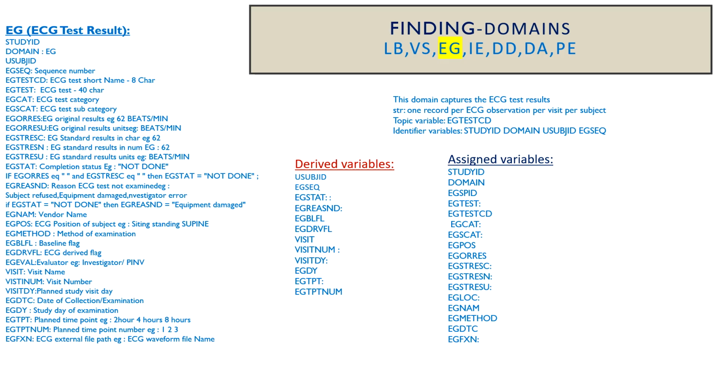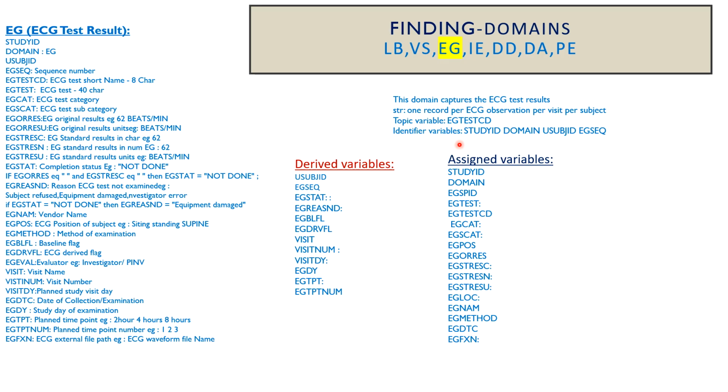So the next domain is the EG domain. EG is nothing but ECG test results. So if you do any ECG for a subject, all the details will be captured in the EG domain. This domain captures the ECG test results. The structure will be one record per ECG observation per visit per subject.